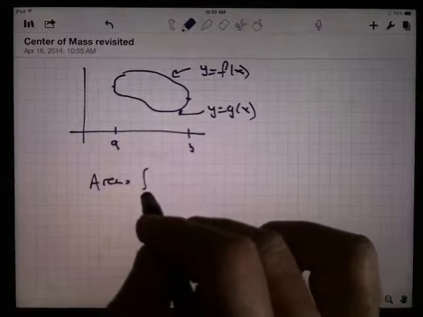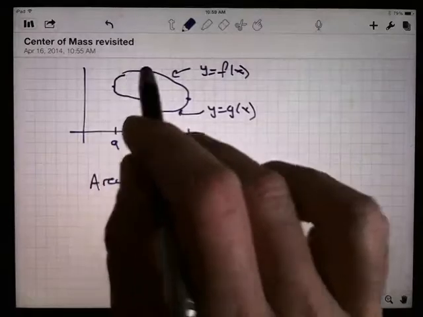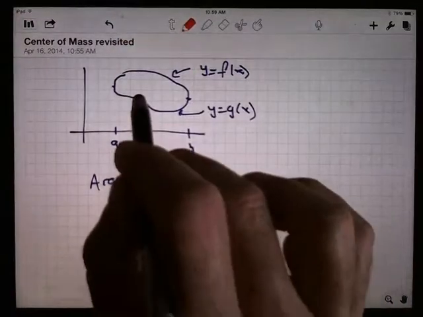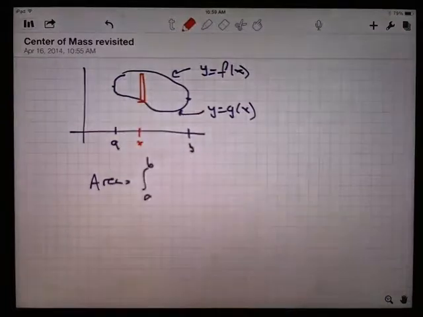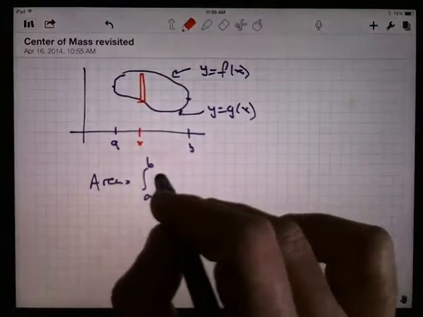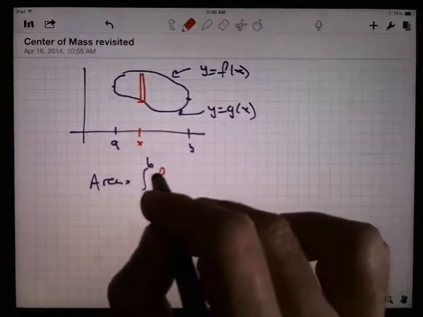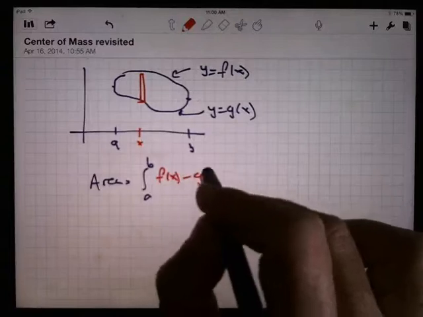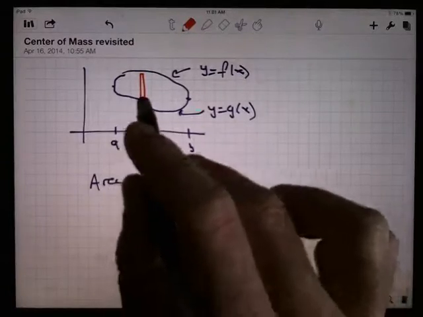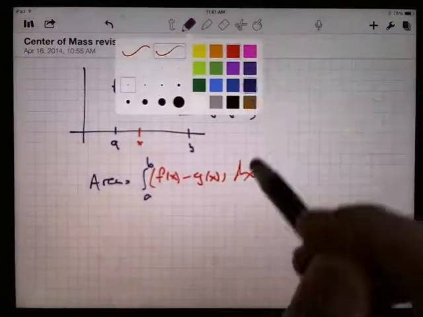So the area is just the integral from a to b of a height function. For each value of x between a and b, you're looking at this vertical rectangle, and the area of that rectangle is the top function minus the bottom function times the width, which is dx. So that's how we would calculate the area.